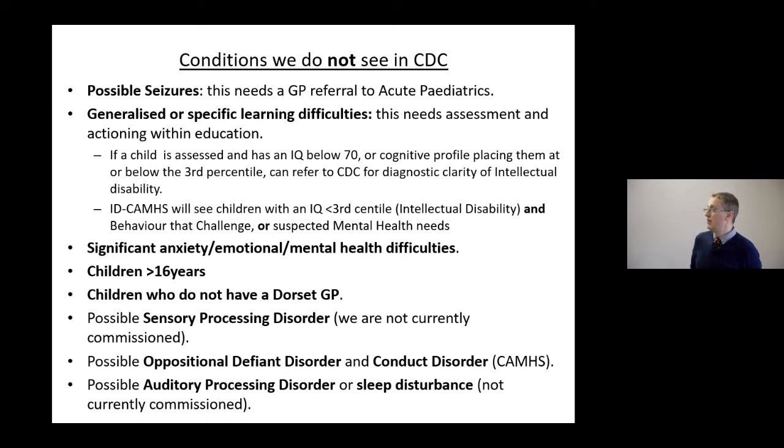Significant anxiety, emotional and mental health difficulties would definitely be within the remit of CAMHS. Children who are above 16 would also go to CAMHS, and children who do not have a Dorset GP, the GP would refer to their local service. So if a child is on the borders and they live in Dorset but they have a Hampshire GP, the Hampshire GP would refer to the local service in Hampshire.